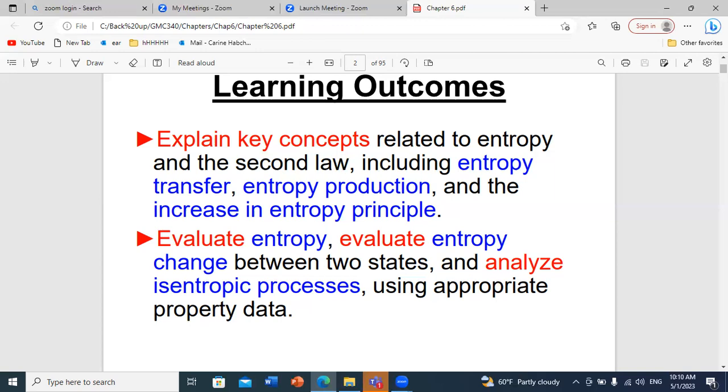So in this chapter, we'll explain the key concepts related to entropy and the second law, including the entropy transfer, entropy production, and the increase in entropy principle. Plus, we'll evaluate entropy change between two states and do analysis of isentropic processes. Whenever we say isentropic processes, this means that S is constant.